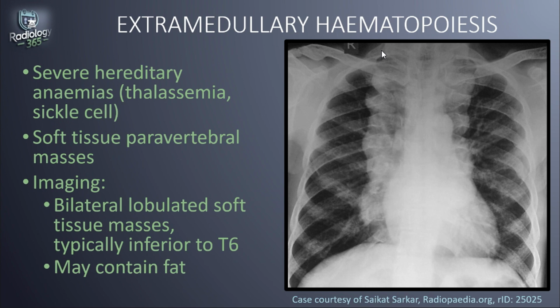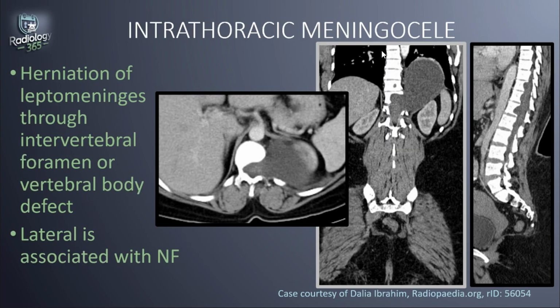extramedullary hematopoiesis. Then to intrathoracic meningoceles, an intrathoracic or lateral meningocele is herniation of the leptomeninges through either an intervertebral foramen or a defect in the vertebral body, unlike the meningoceles that we've come to see occurring posteriorly. These ones would either be anterior or lateral, most likely lateral. Lateral meningocele is associated with neurofibromatosis.